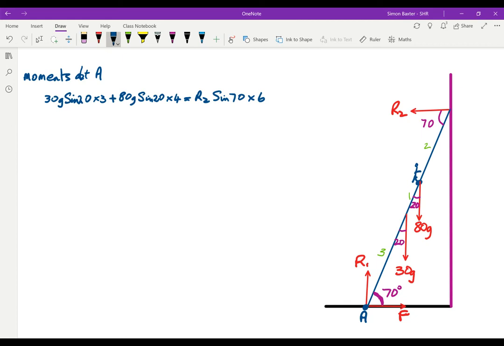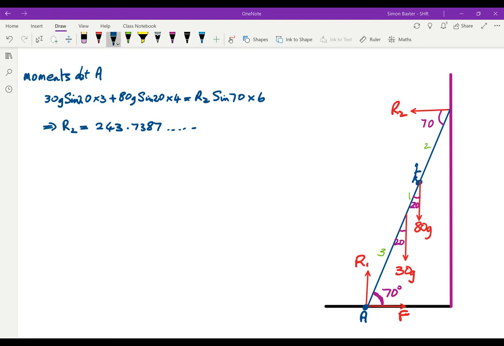And the whole purpose of taking moments about the bottom was that the moment of F is 0, the moment of R1 is 0. So we now have the moments of all the forces about A. The equation has only got one unknown in it. So after pressing one or two buttons, we can discover that R2 is equal to 243.7387 and lots more numbers. I want to keep all the numbers because I need to use R2 later.